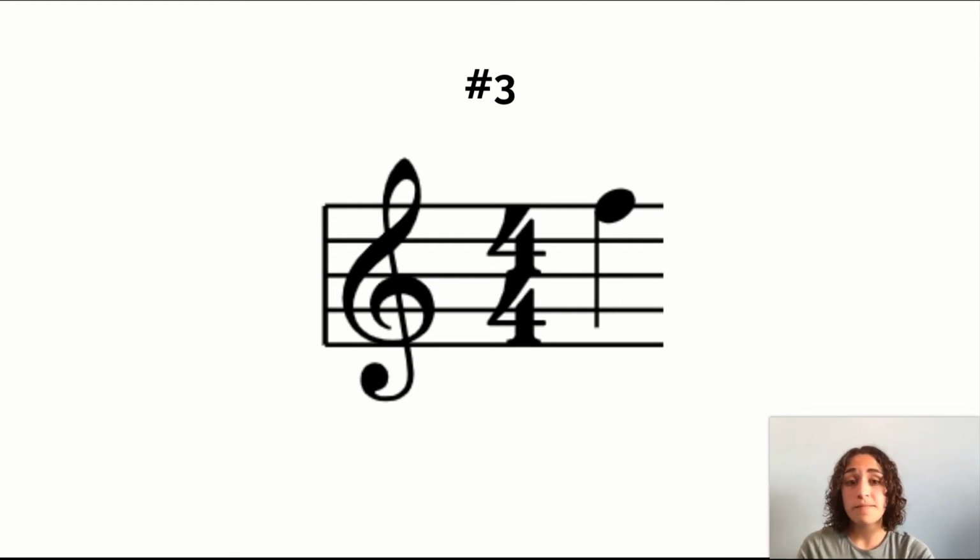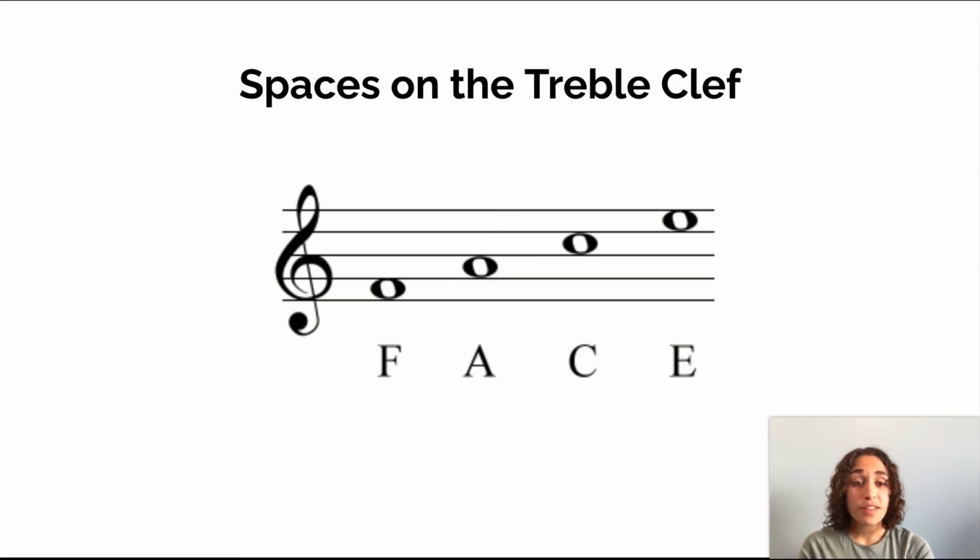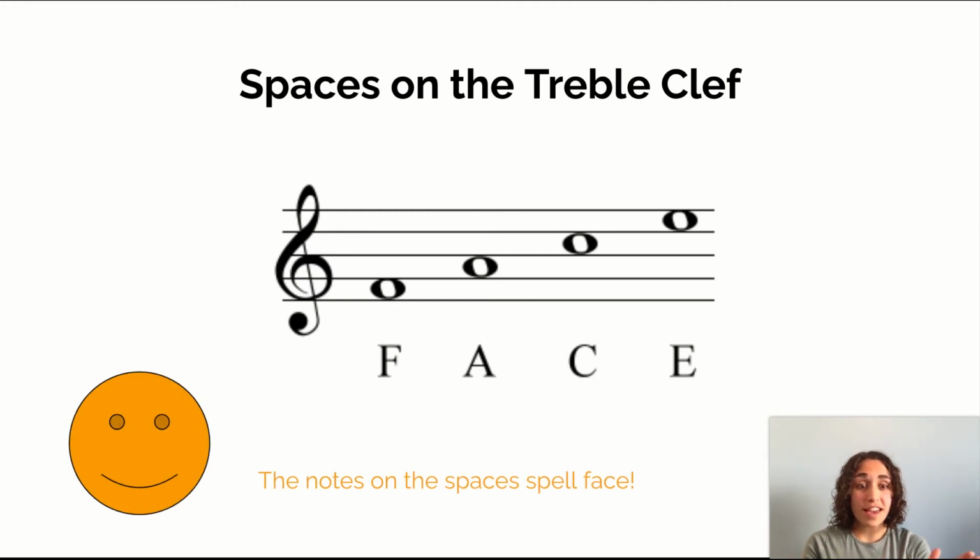Really good work, everyone. If the head of the note, the circle, is not on a line, if it's in between the lines, we call this a space. This means that there are lines sandwiching the note, but the line doesn't go right through the middle. And just like the lines on the treble clef, there's a way to remember the spaces on the treble clef. This one is a little bit less complicated. It spells face, just like the face that we all have.